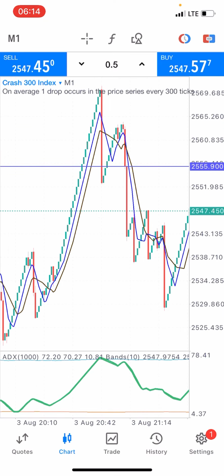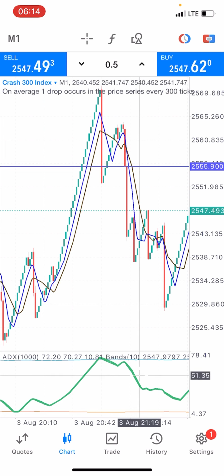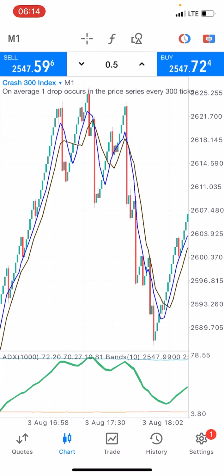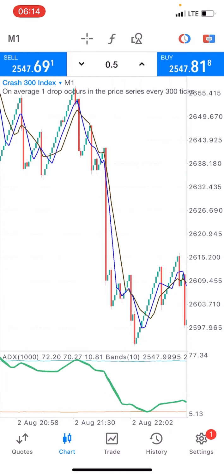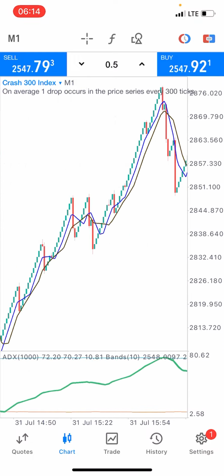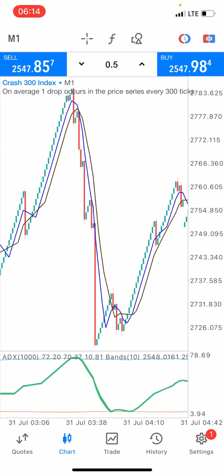Here's another one, touched here before going down. Same thing happened here. And if you back test, even if we go to last month, sometime in July, here's July. This is one.